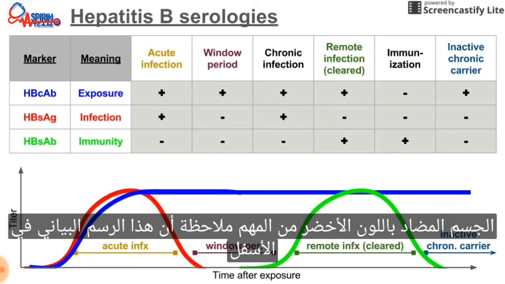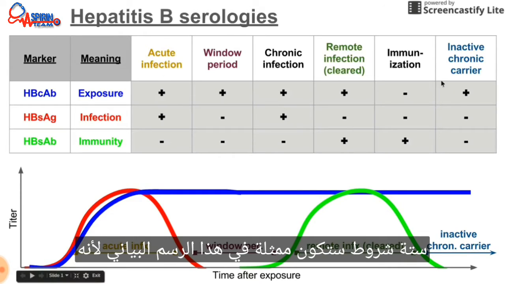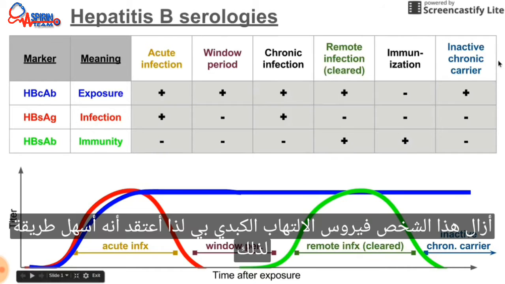It's important to note that this chart on the bottom is for a person who had an acute infection that did clear. So not all of the conditions, these 6 conditions up here, are going to be able to be represented on this chart because this person cleared the hepatitis B virus.